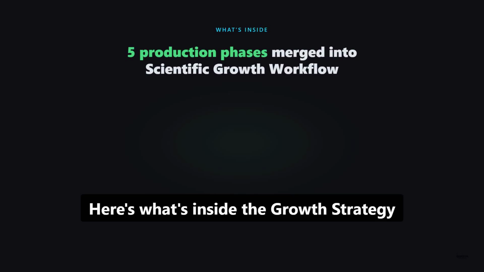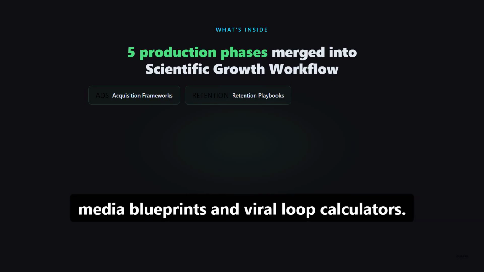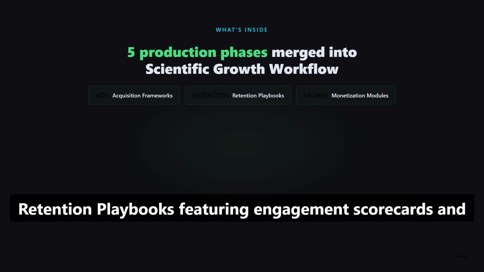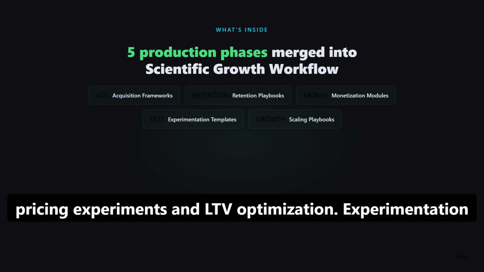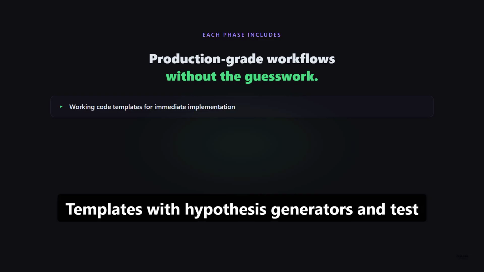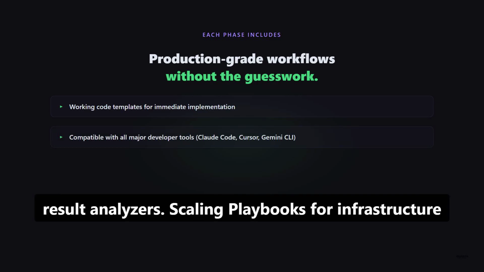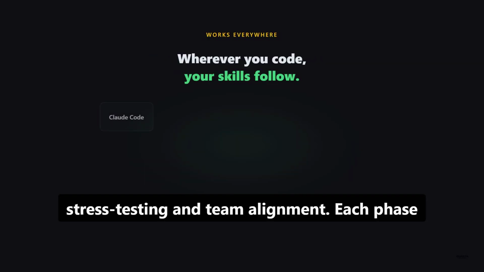Here's what's inside the Growth Strategy Pack: channel-specific acquisition frameworks with paid media blueprints and viral loop calculators, retention playbooks featuring engagement scorecards and churn prediction models, monetization modules for pricing experiments and LTV optimization, experimentation templates with hypothesis generators and test result analyzers, scaling playbooks for infrastructure stress testing and team alignment.